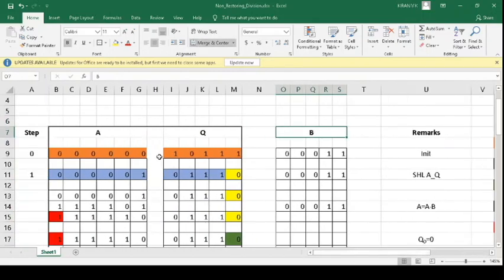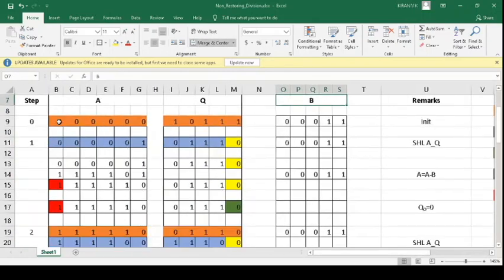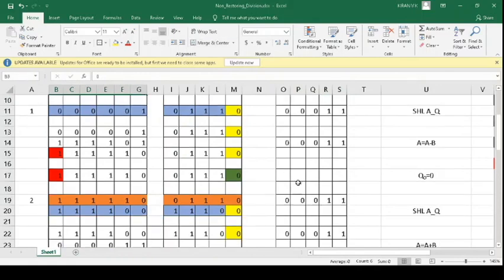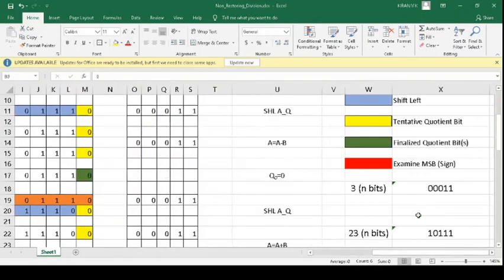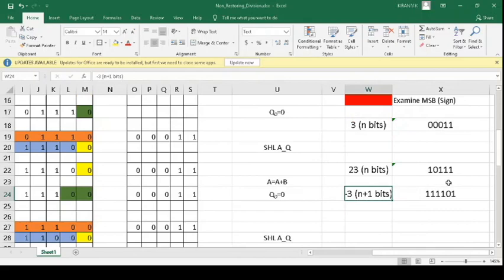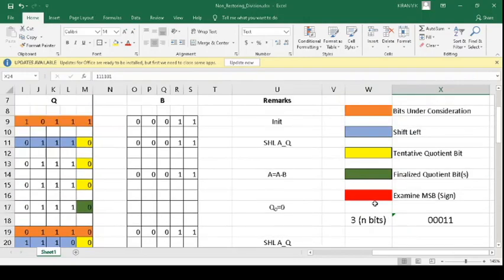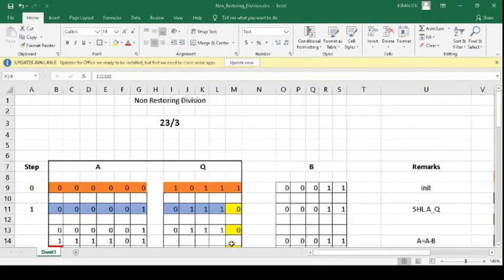But in the case of our minus 3, it has to be operated upon A, which is of size n plus 1, or of size 6. So minus 3, even though it requires only 3 bits for representation, we use a 6-bit representation of minus 3 for the operation. So this is how we fix the size of the fields of operands in the case of non-restoring division.